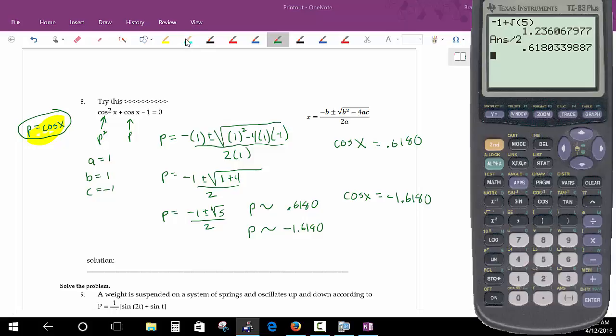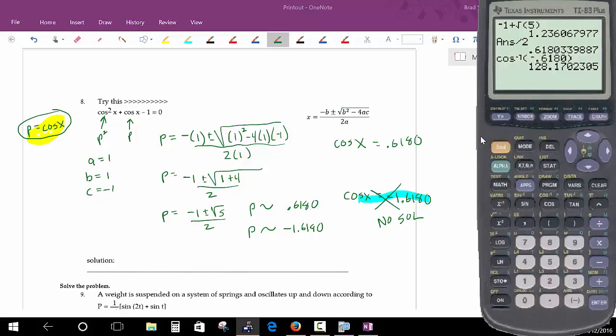What is the answer to this one without looking at your calculator? Yeah, no solution. There's no such thing as the cosine of an angle being below negative 1, so that's no solution, and you can forget this one. And then for this one, you're going to go to your calculator, again in degree mode, and do the inverse cosine of negative 0.6180. This is going to give you a quadrant 2 answer, because what's the range of the inverse cosine? 0 to 180. This is the part of the problem that students often overlook.